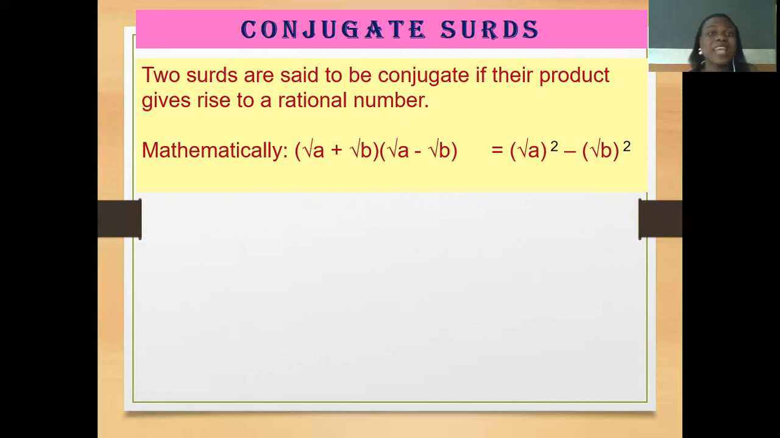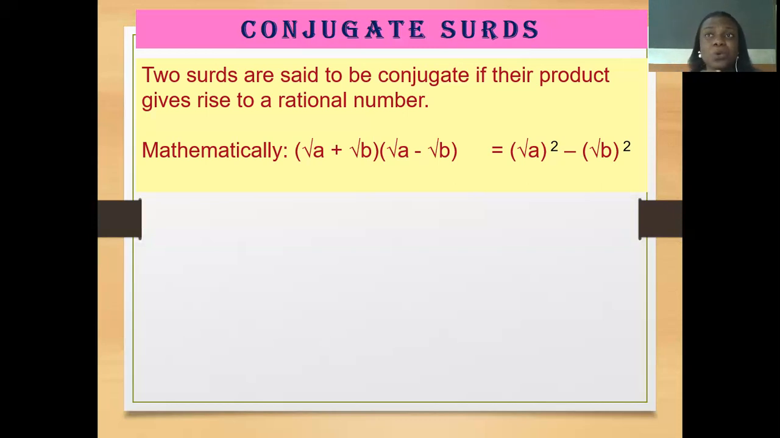So in this case, root a plus root b into root a minus root b is equal to root a squared minus root b squared. You can also try out the normal expansion. That's root a times root a, root a times minus root b, root b times root a, and root b times minus root b. But by the time you do that, the two terms in the middle will cancel out. So you can just apply the difference of two squares there. So you have root a squared minus root b squared.